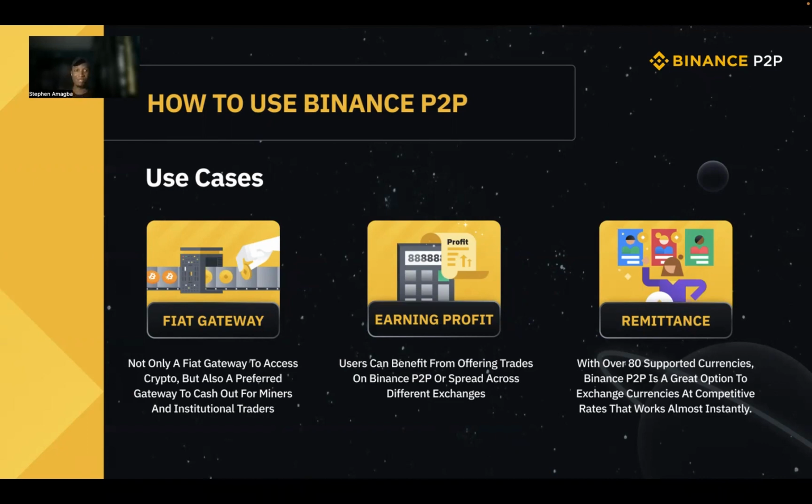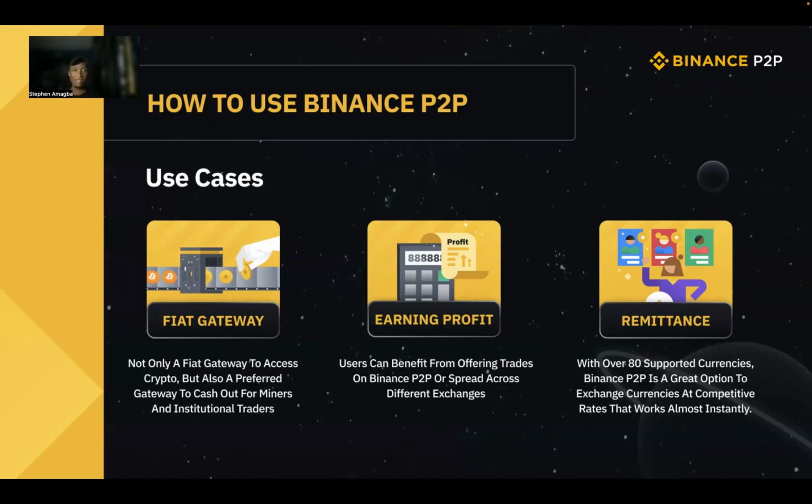What does a fiat gateway mean? A fiat gateway means a way of converting your fiat currency to cryptocurrency. So if you have, let's say, NGN in your bank account and you want to buy cryptocurrency with that, you want to basically convert it to crypto like BTC, you can actually do that via Binance P2P. It's actually a preferred cash out method for miners and institutional traders.